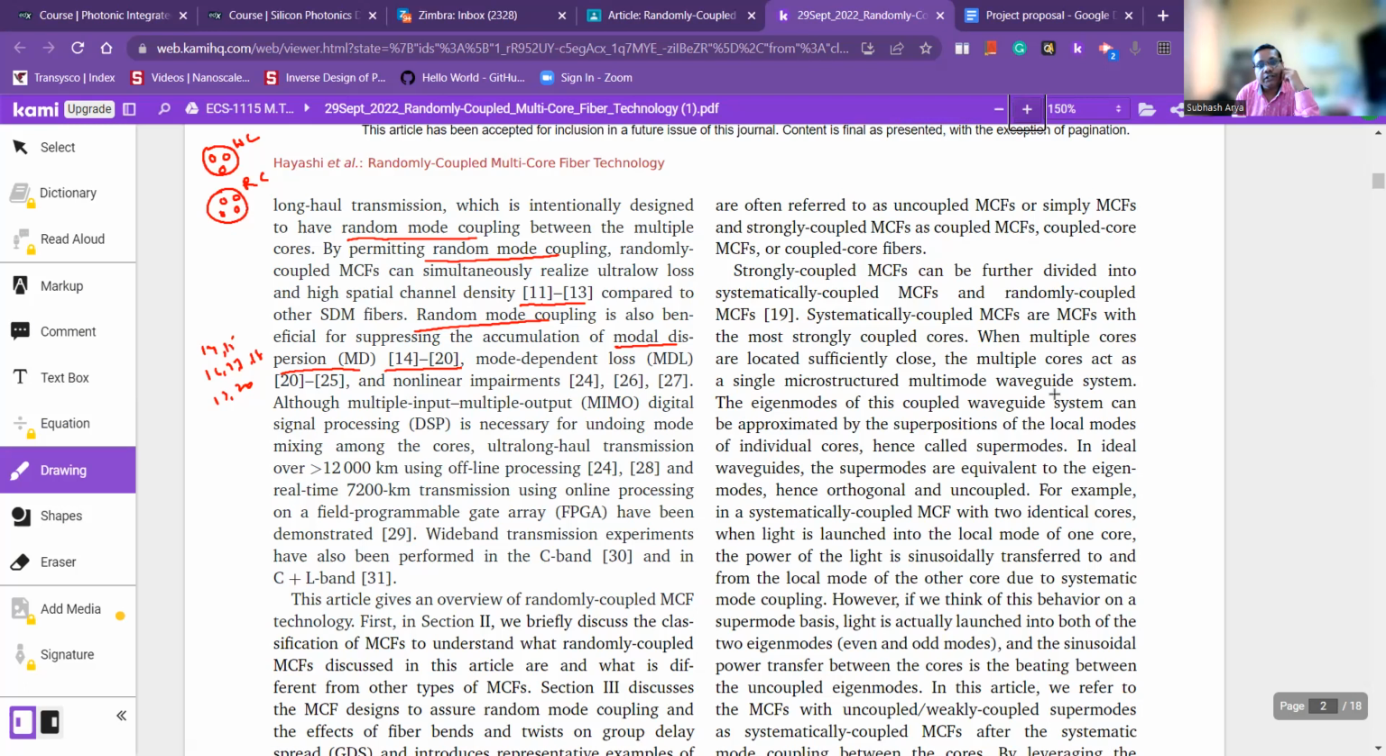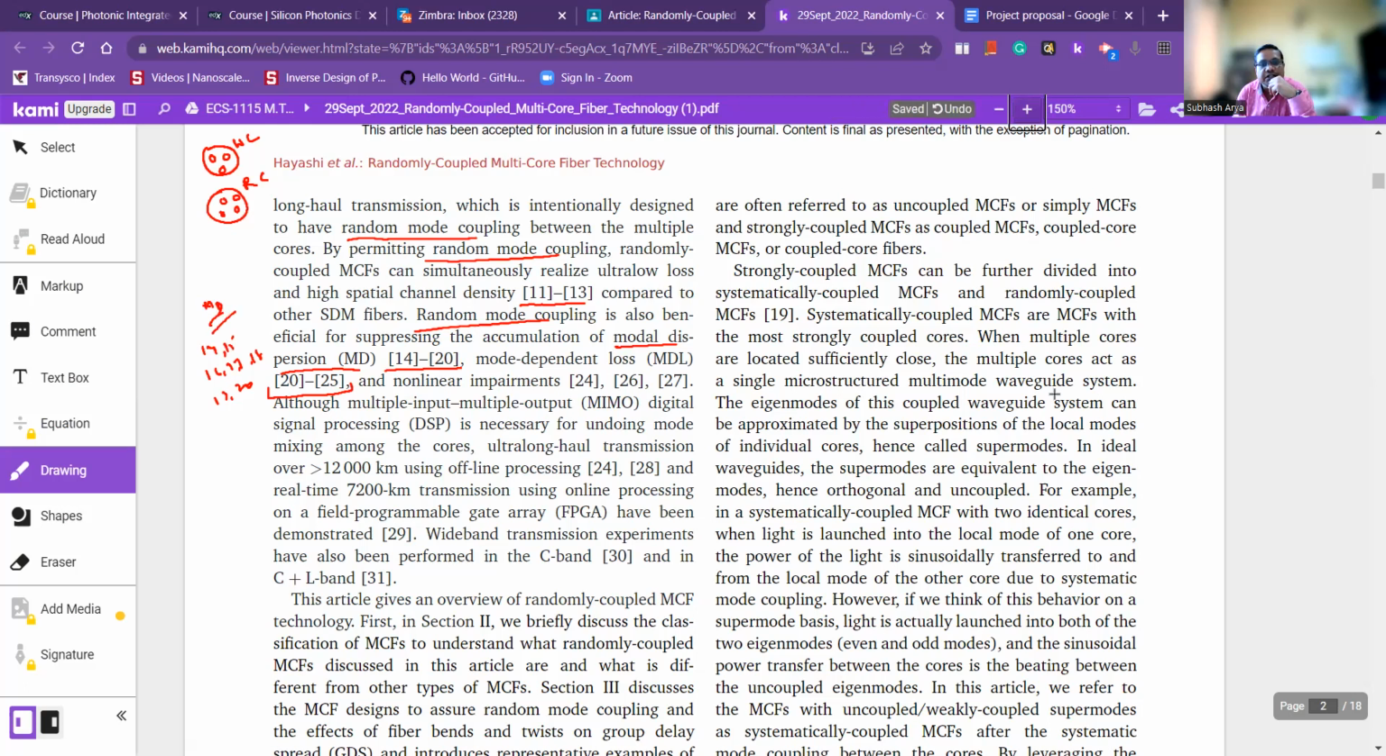Next advantage is mode dependent loss. Random coupling gives a reduction in the mode dependent loss, that is called MDL. Research showing that random mode coupling gives lesser mode dependent loss has been reported in references 20 to 25. So again, 6 papers are there. Here, 7 papers are there for the modal dispersion aspect. Another one is mode dependent loss.